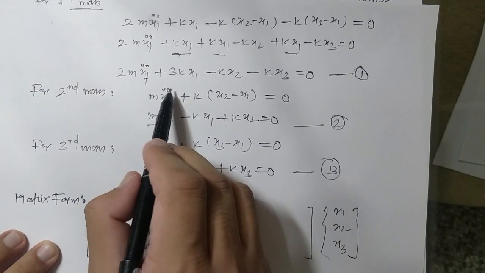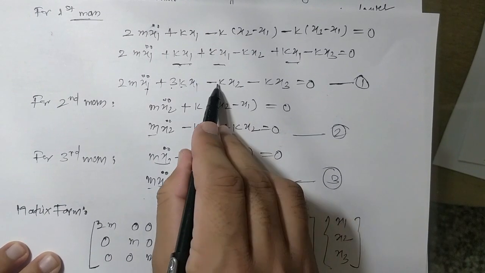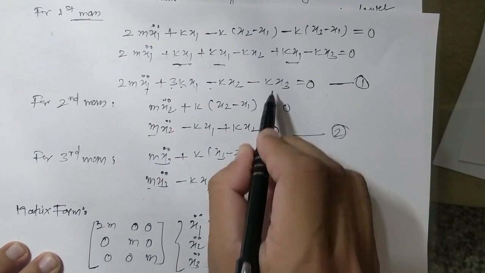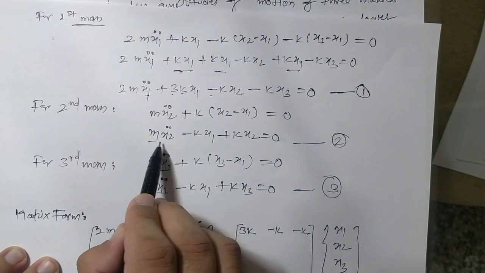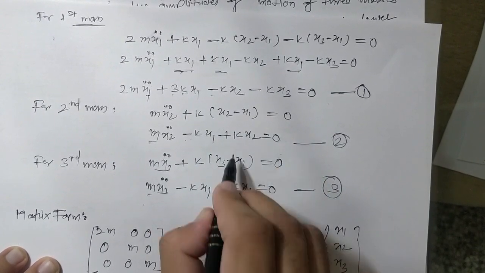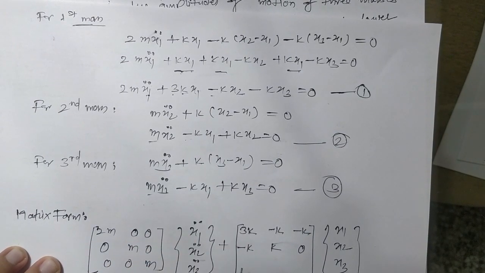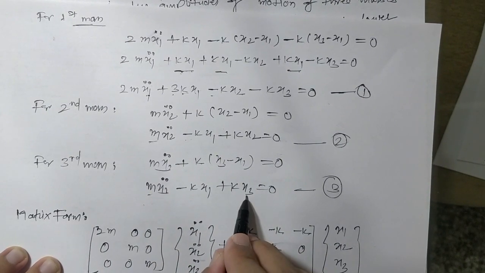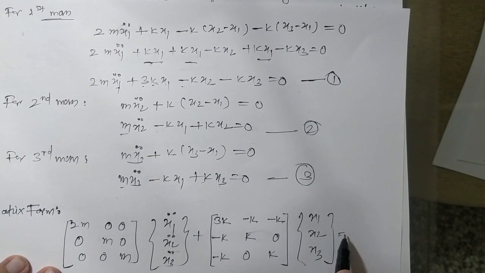So for x1 there is 3k, and for x2 this is minus k, and for x3 this is again minus k. Similarly, from the second equation, for x1 it's minus k, for x2 it's plus k, and for x3 it's 0, there is no term of x3. And from the third equation, this is minus k for x1, for x2 it's 0, and for x3 it's k. So this is our stiffness matrix.